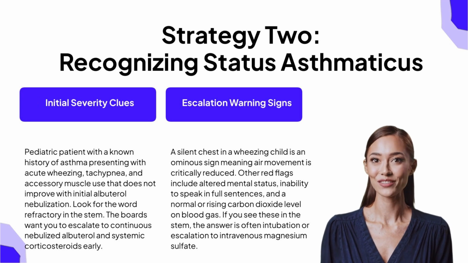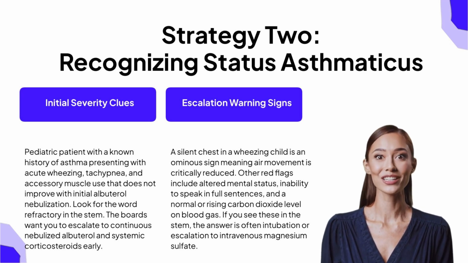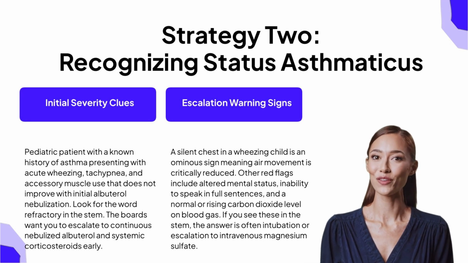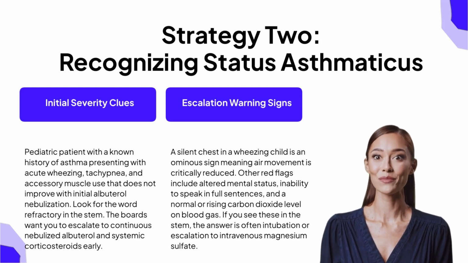Our second strategy focuses on recognizing status asthmaticus, which the boards test frequently. Status asthmaticus is a severe asthma exacerbation that does not respond to initial bronchodilator therapy. When you see a question stem describing a child with known asthma who is wheezing, tachypneic, and using accessory muscles despite initial albuterol treatments, you should recognize this as refractory status asthmaticus. The boards want you to escalate to continuous nebulized albuterol and systemic corticosteroids, typically intravenous methylprednisolone.